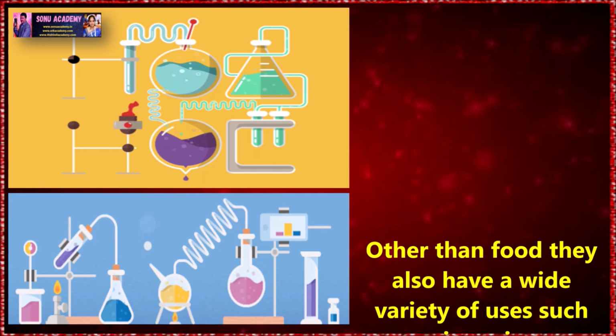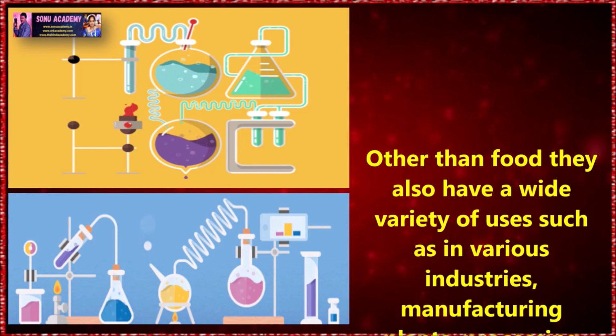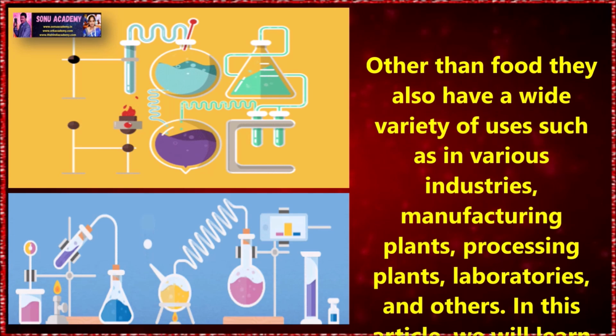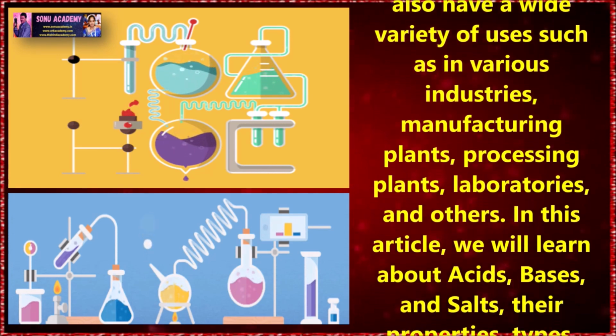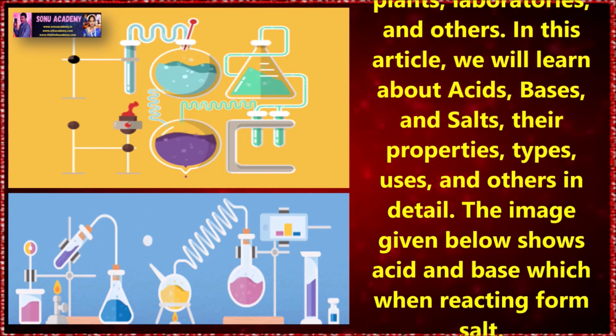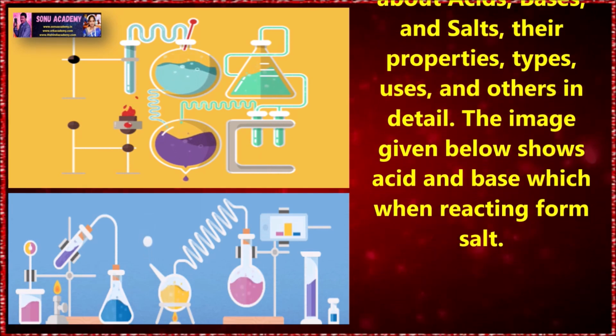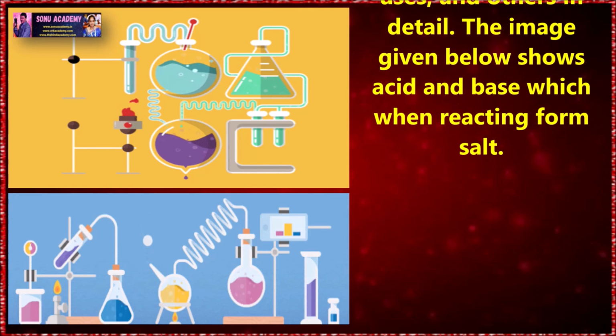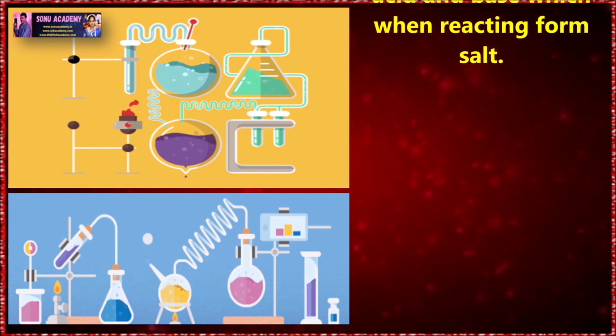Children, other than food, they also have a wide variety of uses such as in various industries, manufacturing plants, processing plants, laboratories and others. In this article, we will learn about acids, bases and salts and their properties, types, uses and others in detail.